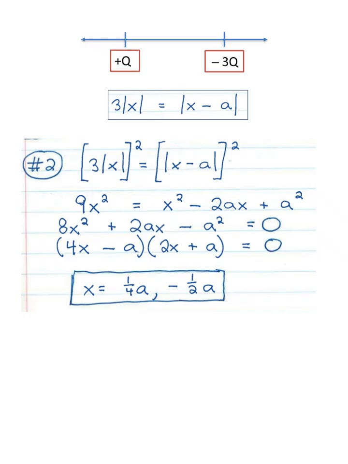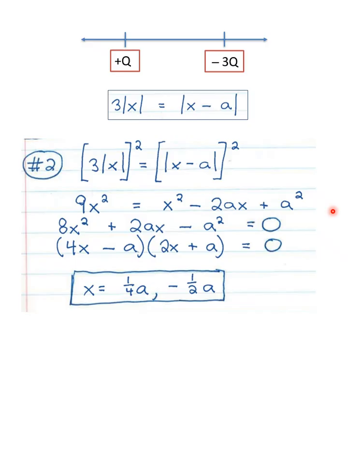Now I said there are two ways to handle this equation. This way is more straightforward. You probably prefer this way. 3 times absolute value of x equals absolute value of x minus a. Let's just take that equation and square everything. And that will get rid of absolute values right away. So we have 9x squared equals x squared minus 2ax plus a squared.